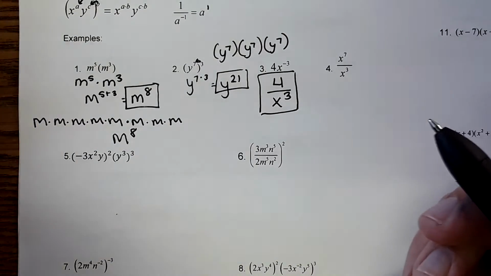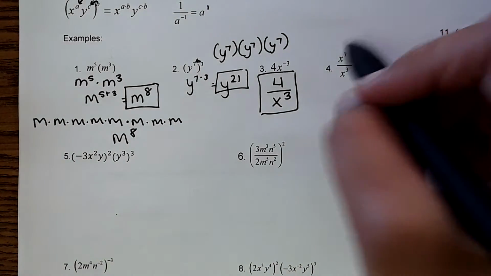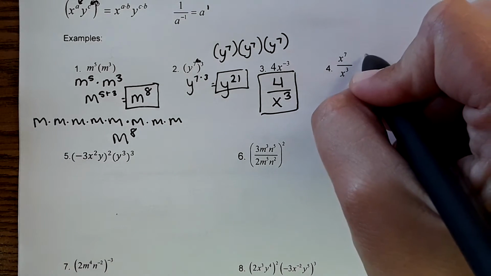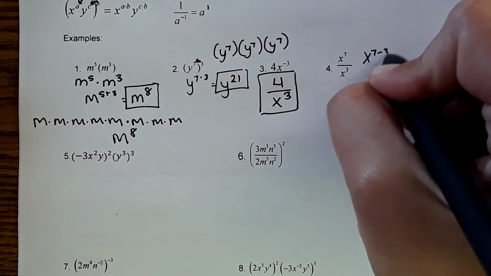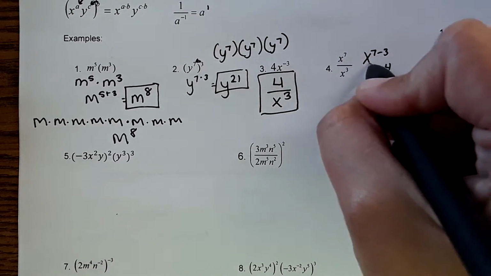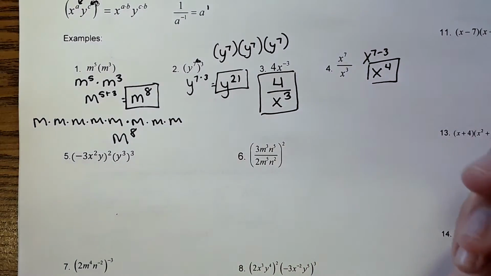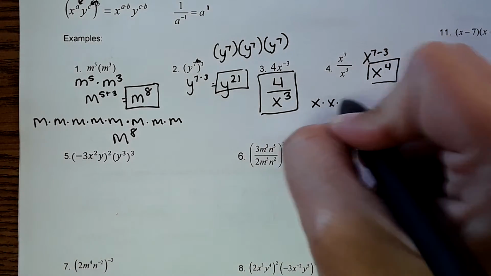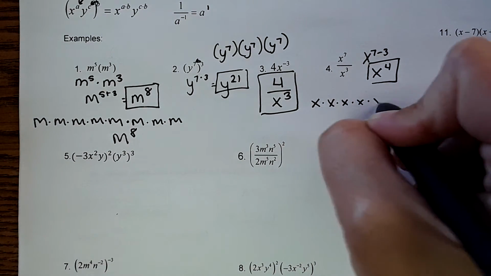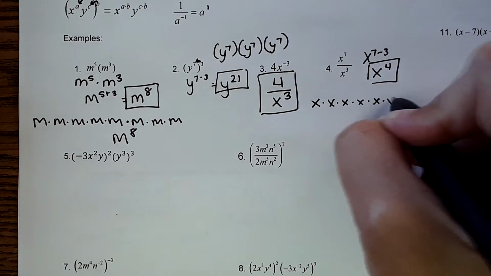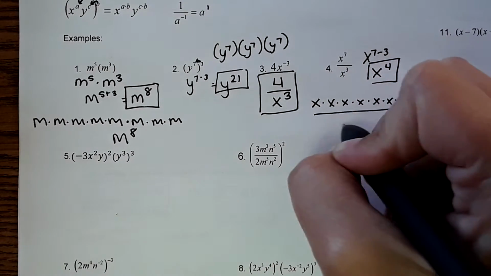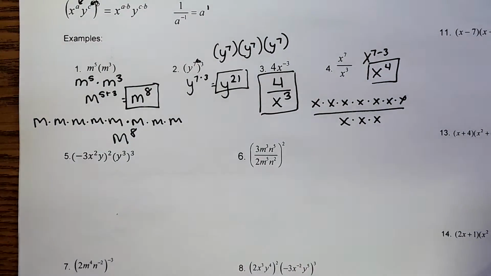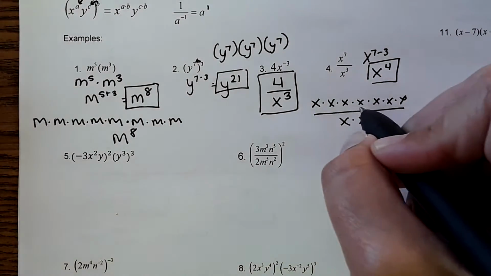Okay, number 4. We have a division problem with the exponents here. Now, based on the rule, we would just do x to the 7 minus 3 to get x to the 4th power, and that is our answer. Why does that work? Again, we're not writing them all out, but the reason it works is if you had 7 x's, 1, 2, 3, 4, 5, 6, 7, over 3 of them, then you could cancel out x's.